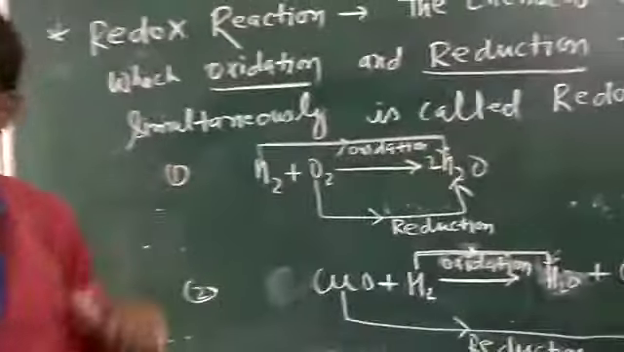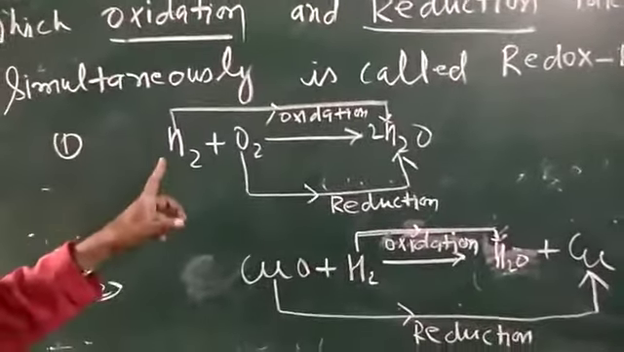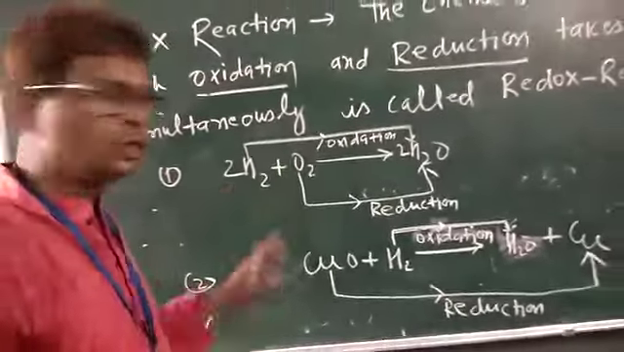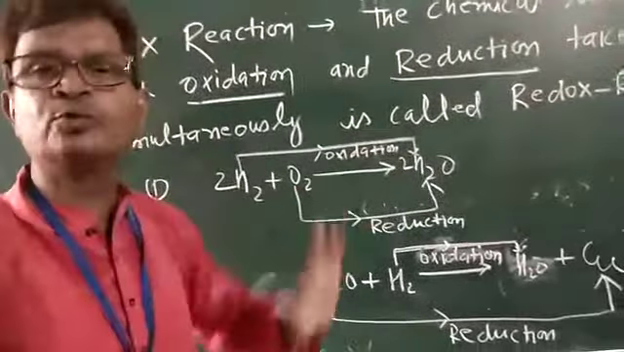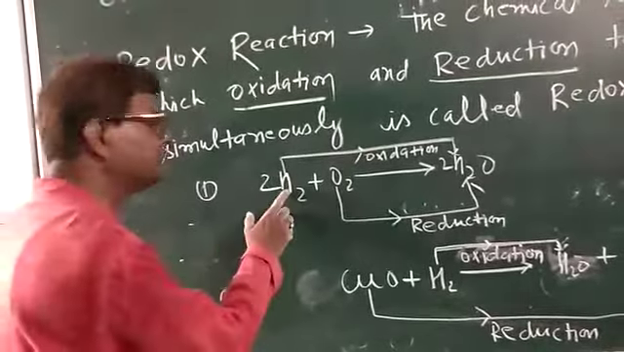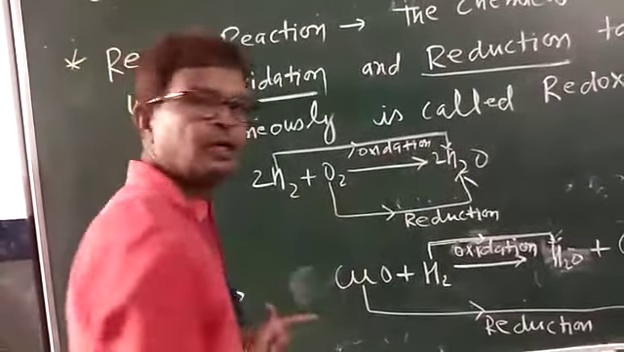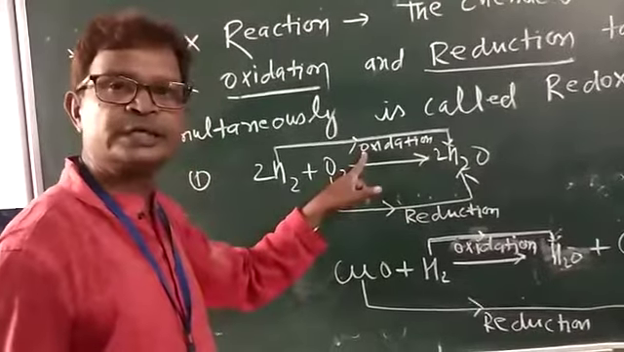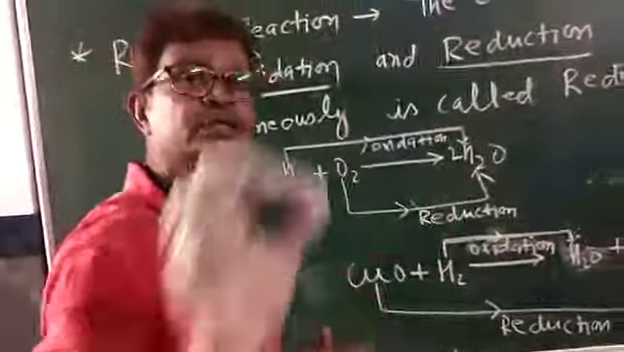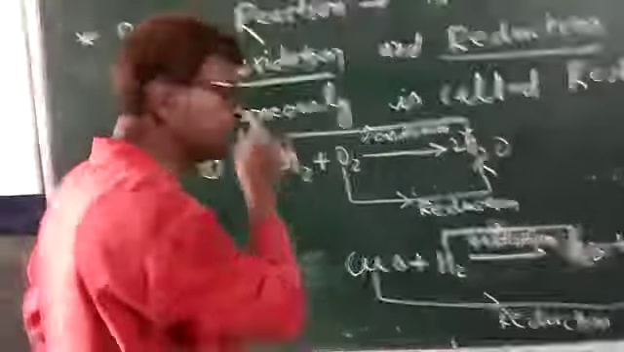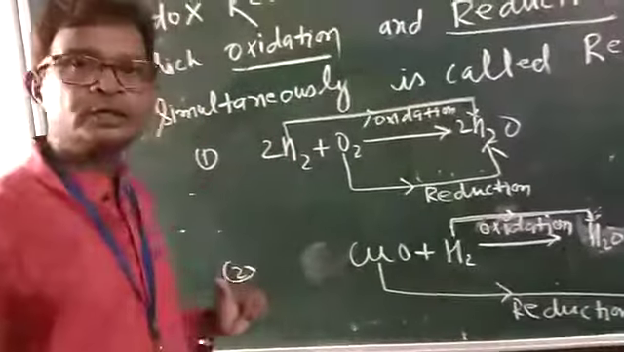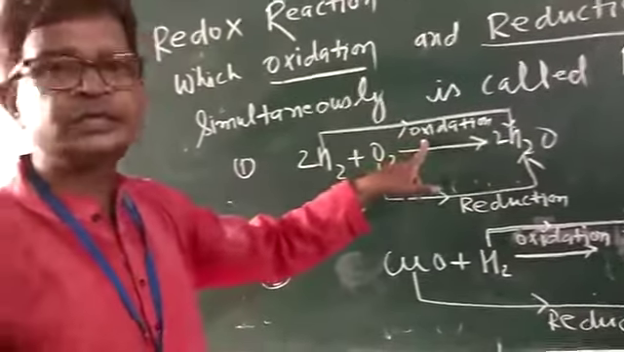This can be cleared with the help of these two examples. See the first one. This hydrogen and oxygen react to form water. In the first reaction, oxygen is added to hydrogen to get water. So oxidation takes place. As you know, according to the definition of oxidation, the addition of oxygen is said to be oxidation. In the first case, oxygen is added to hydrogen to get water. So in hydrogen, oxidation takes place.